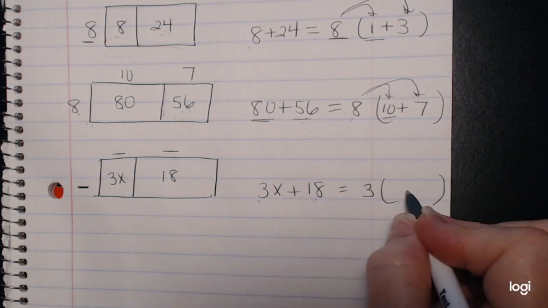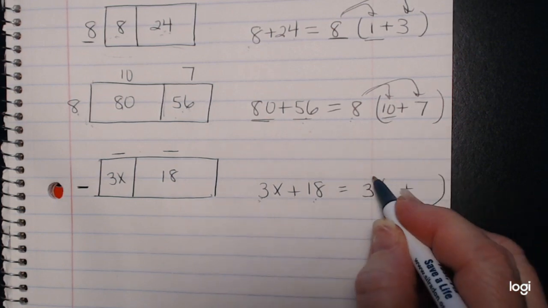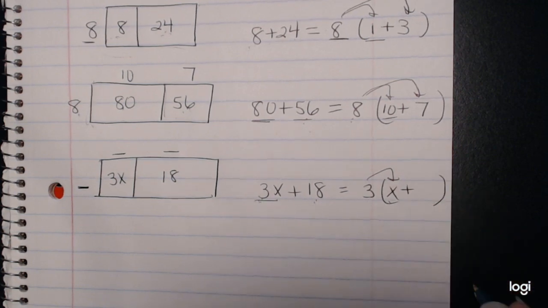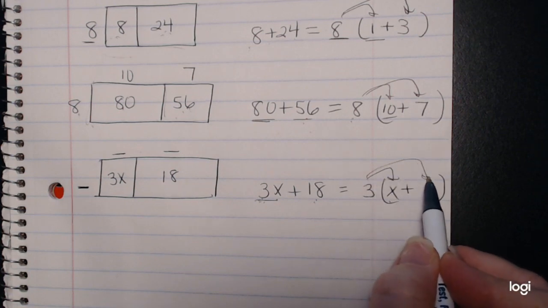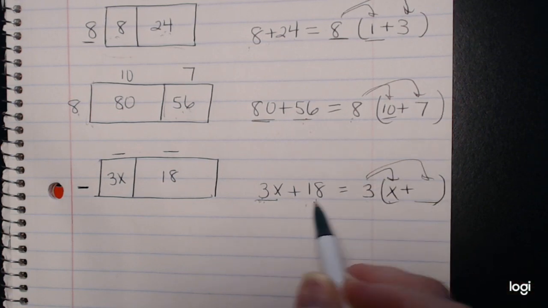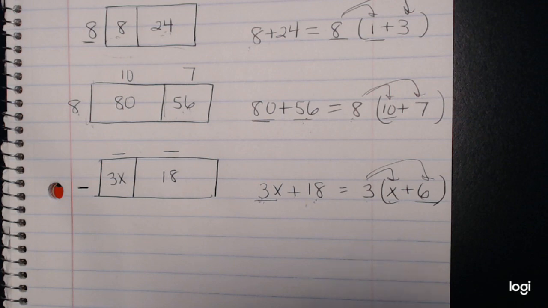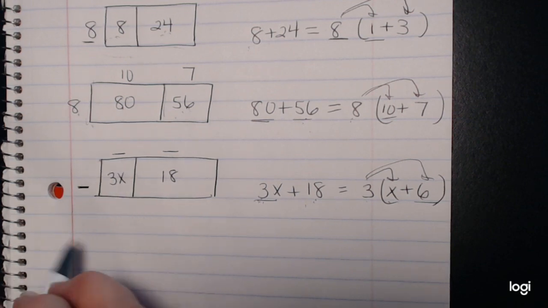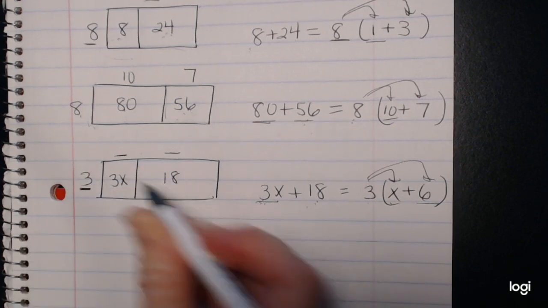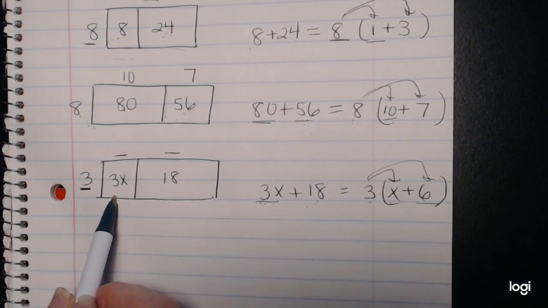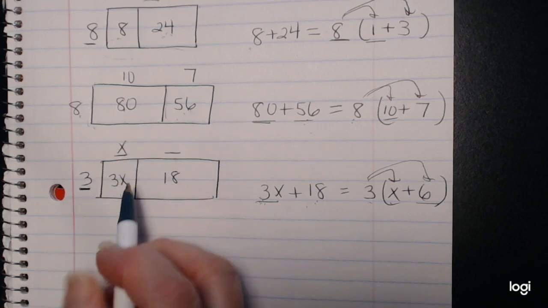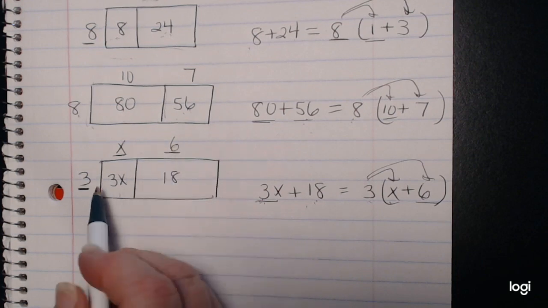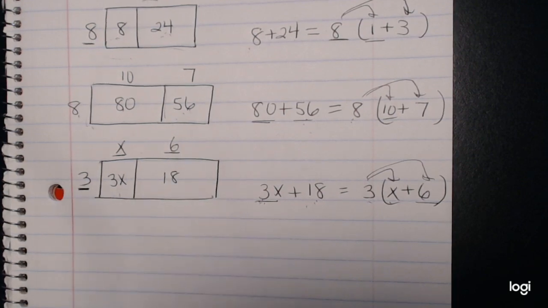We'll put a parentheses and we'll put a plus. 3 times what would give me 3x? 3 times x. 3 times what would give me 18? That would be a 6. So we have just found out that over here, the height of this rectangle is a 3. That's what we factored out. The length of this one would be x, because 3 times x is 3x. And the length of this rectangle would be a 6, because 3 times 6 is 18.